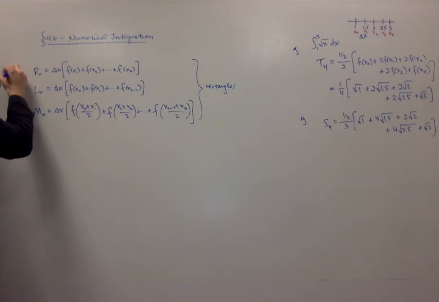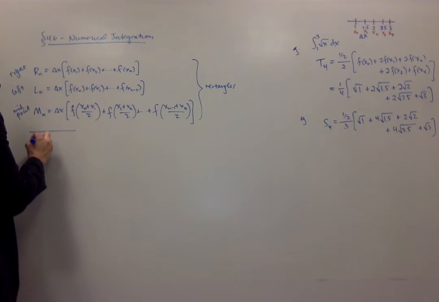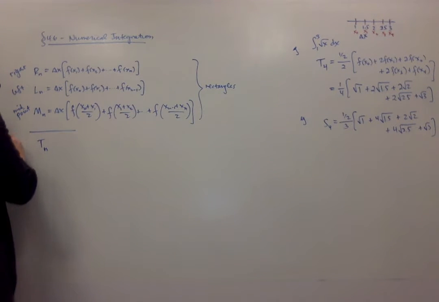So I've got right, left, and midpoint. Those are just using rectangles. And then I have the trapezoids.